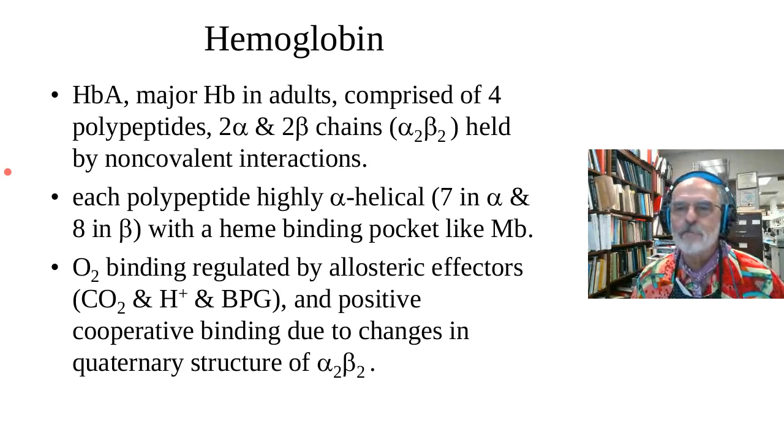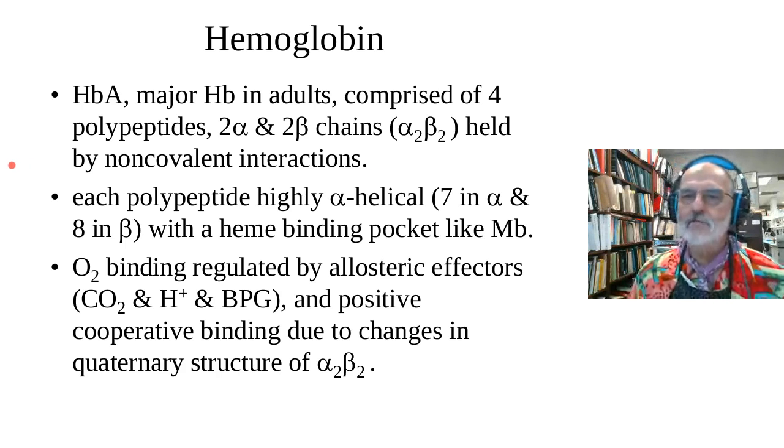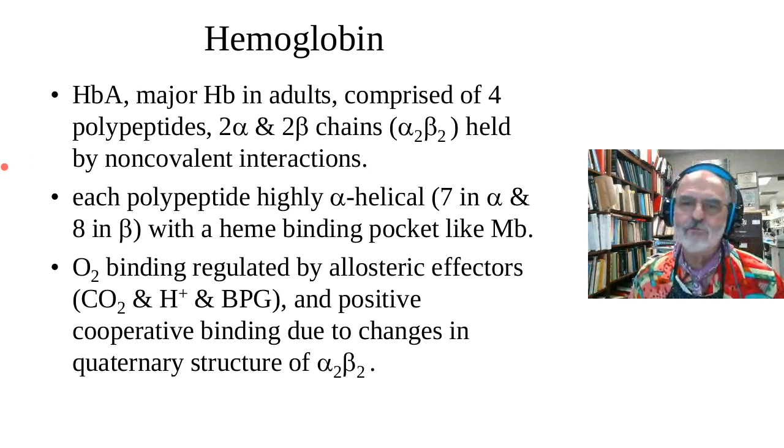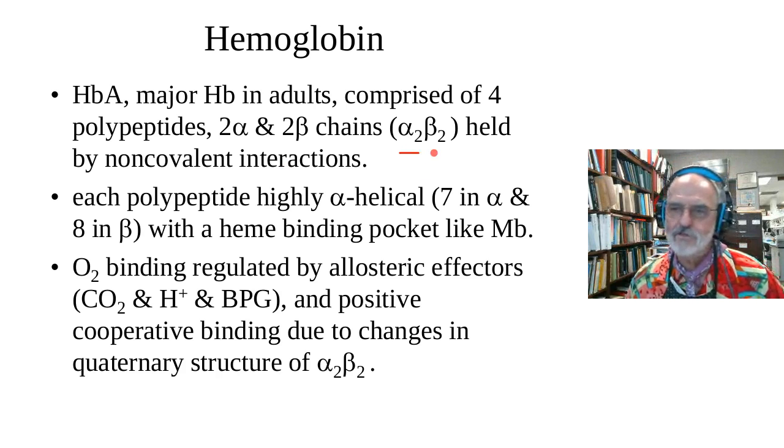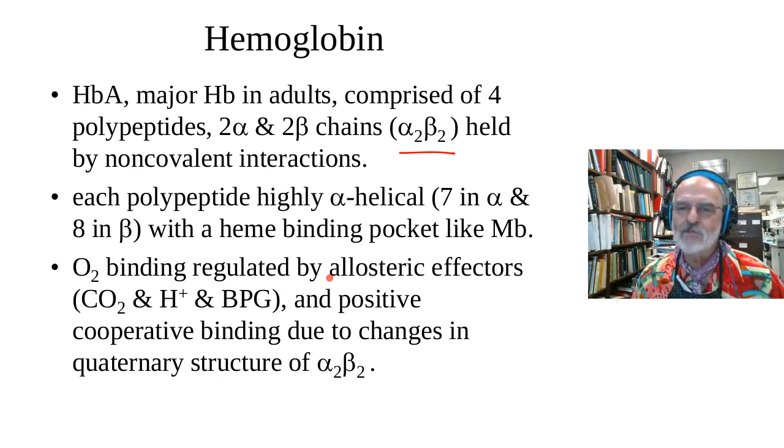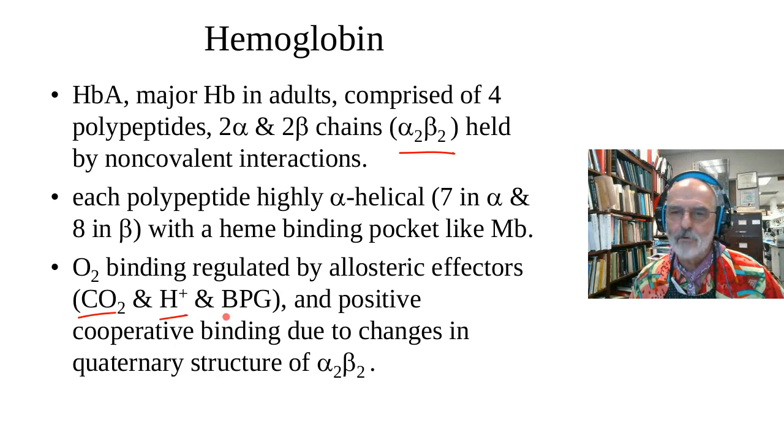So hemoglobin A is the major hemoglobin in adults. It's comprised of 4 polypeptides, 2 alphas, 2 betas. So it makes an alpha 2, beta 2 structure that are held together non-covalently. Each polypeptide is highly alpha helical with a heme binding pocket like the myoglobin. O2 binding in the case of hemoglobin is regulated by allosteric effectors. It's regulated by its own binding, so it's what is referred to as a positive homotropic allosteric effector. And it's regulated by CO2 and protons and BPG.